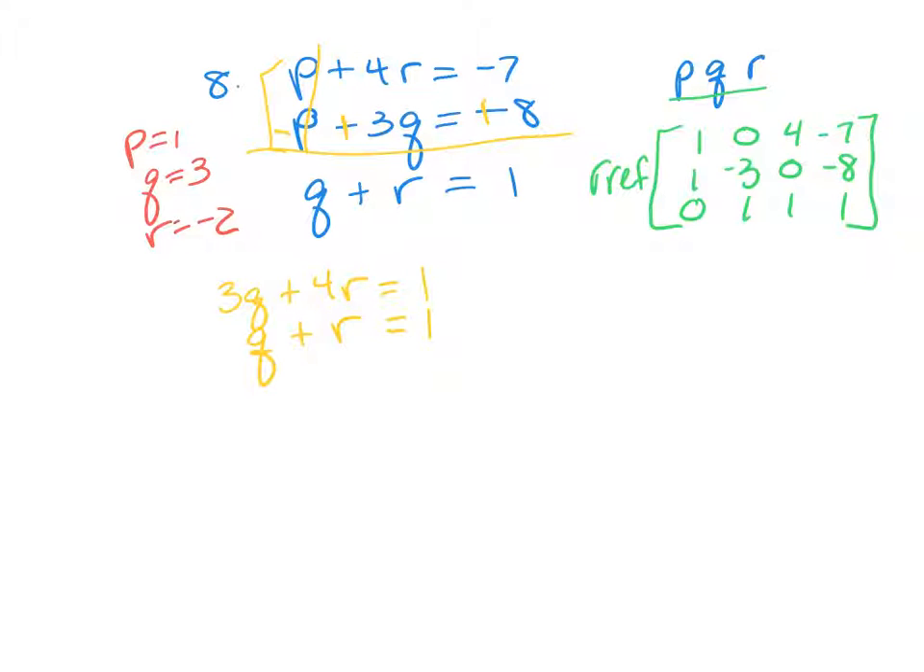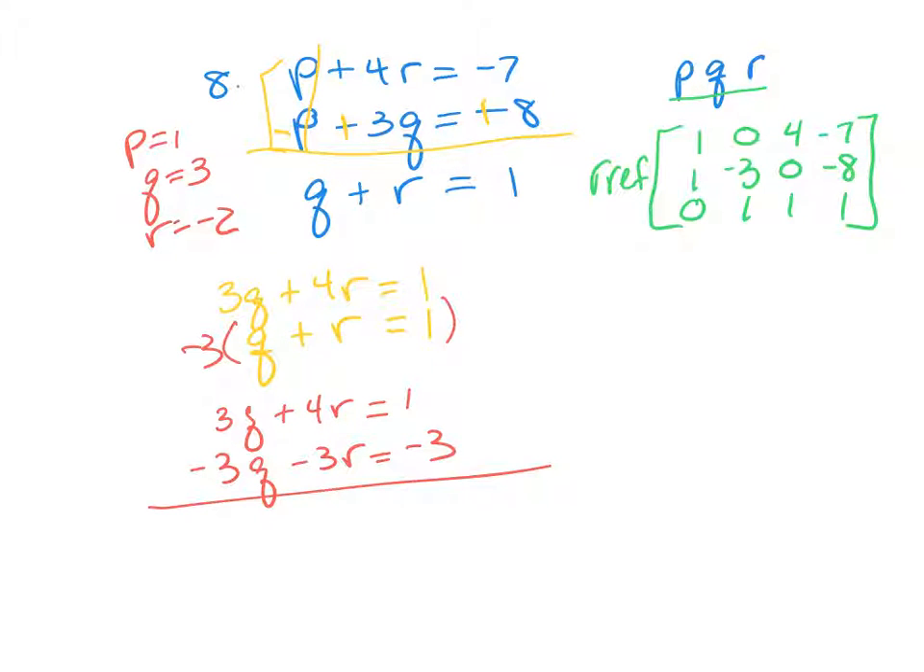So now let's eliminate the Q. It's probably the easiest. So we're going to multiply this guy by negative 3. Everybody see that? And we'll have 3Q plus 4R equals 1 up on the first one. The second will be minus 3Q minus 3R equals minus 3. When we add them together, Q's bite the dust, R equals negative 2. So far, so good. We're good.